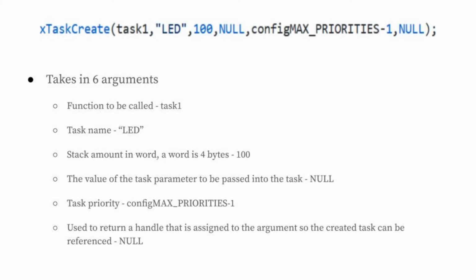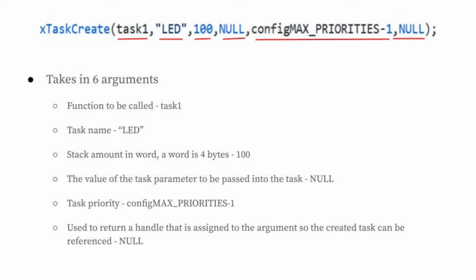It takes in 6 arguments: the task function, the task name, which is not used much but more for code readability, stack amount in words, where a word is 4 bytes, so 100 words is 400 bytes. The parameter data to be passed into the task, which is null in this case, since we don't need to pass any data into the task. Task priority, where it is 1 in this definition due to the fact that there's only one task. And finally, a variable for task handle, so we can keep a reference of the task and operate on it, such as deleting the task or change its priority level.